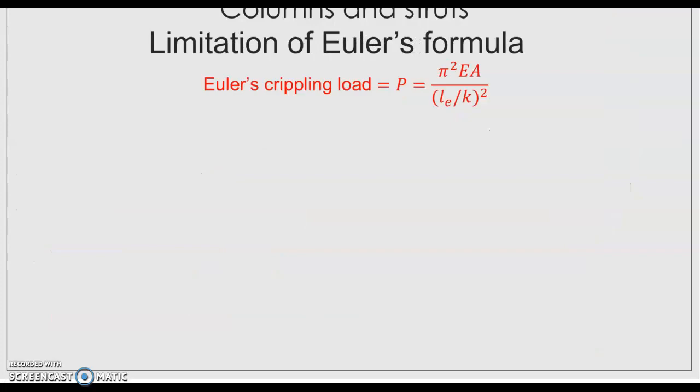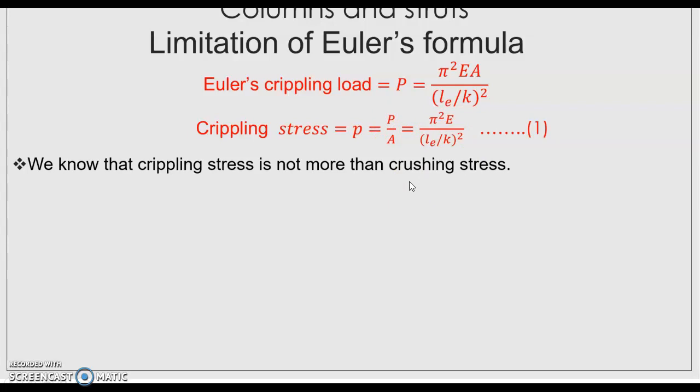Limitation of Euler's formula. We know Euler's formula P is equal to pi squared E A divided by LE by K the whole squared. The crippling stress is equal to load by area, P by A, that is pi squared E divided by LE by K the whole squared. The A is cancelled. We know that the crippling stress is not more than the crushing stress.